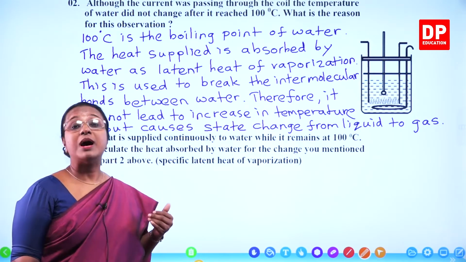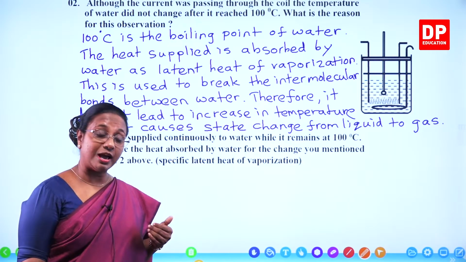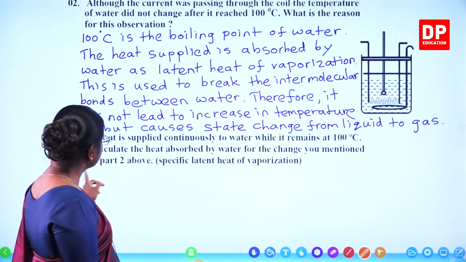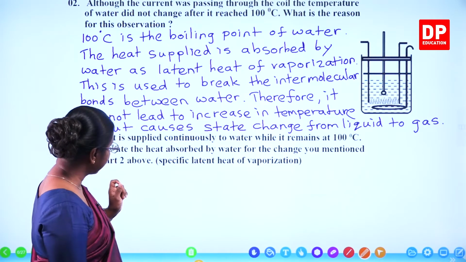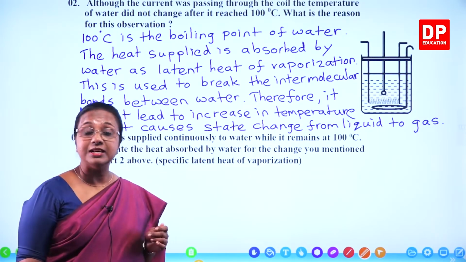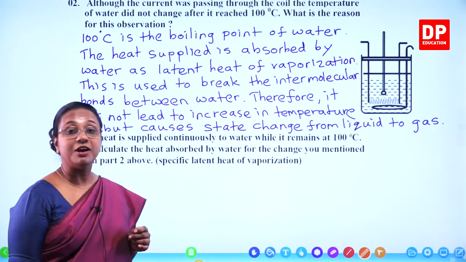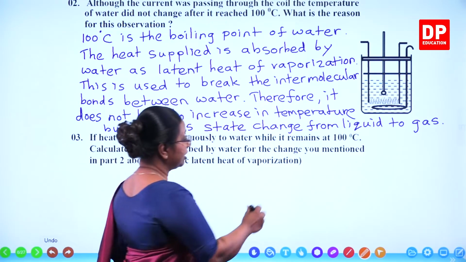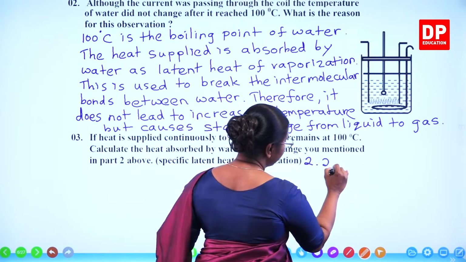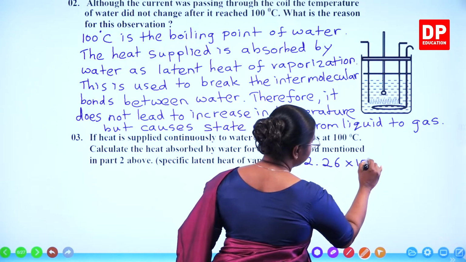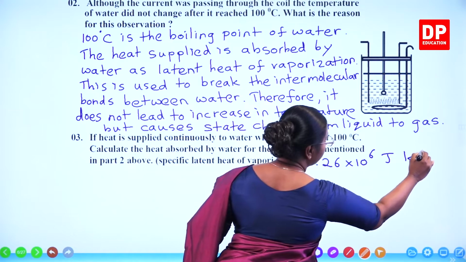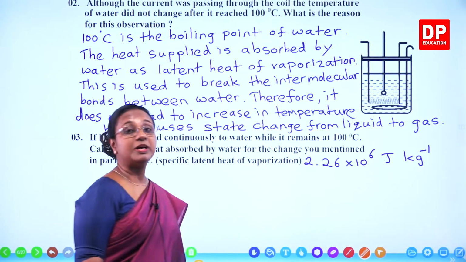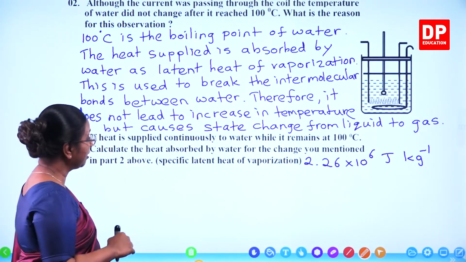If it is 1 kilogram of water, that is going to absorb the heat. So for this you will need to calculate the amount of heat that is absorbed. To do that you need the specific latent heat of vaporization. That is equal to 2.26 into 10 to the power of 6 joules. That is for 1 kilogram of water, so it will be joules per kilogram.